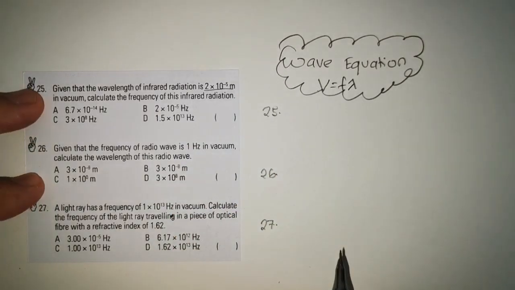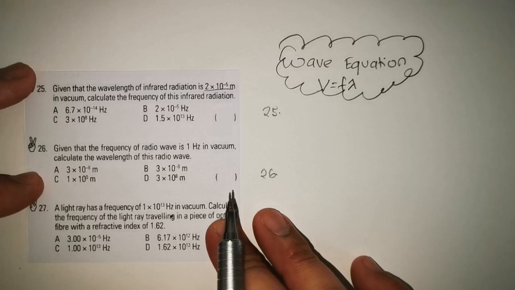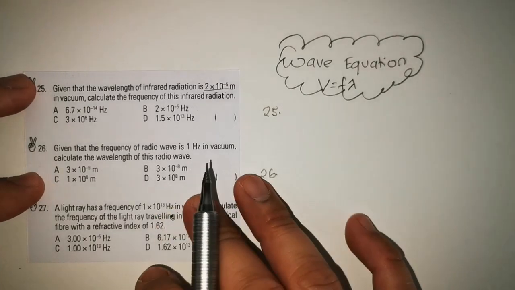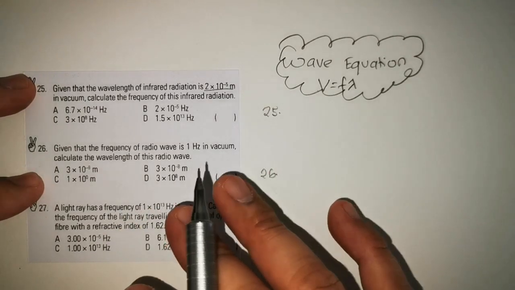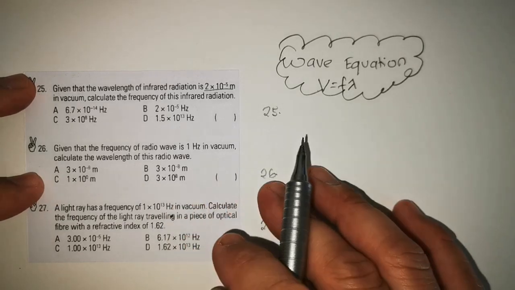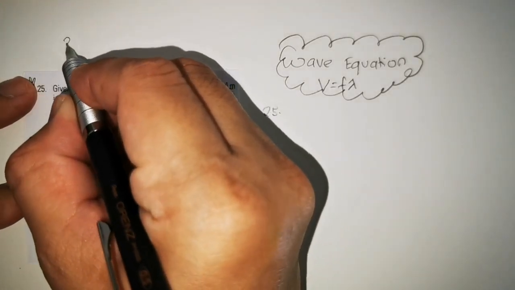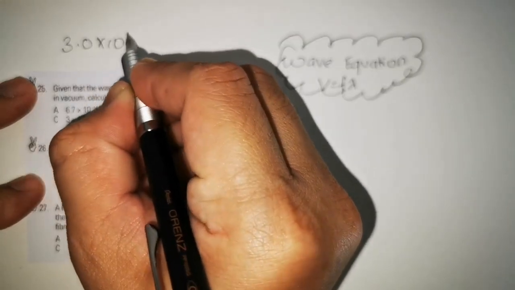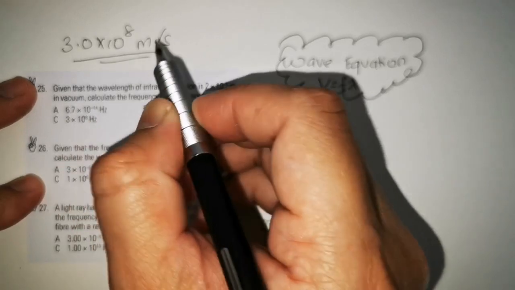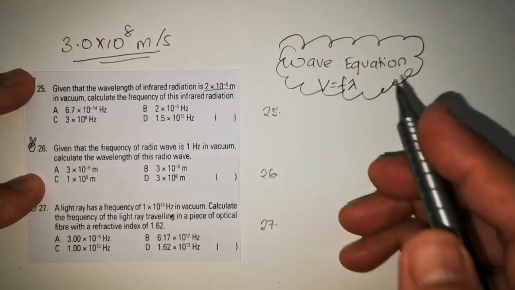As we know, one of the properties of electromagnetic waves in the electromagnetic spectrum is that they all travel at the same speed. What is the speed? 3.0 times 10 to the power 8 meter per second. That is the speed of light in vacuum.